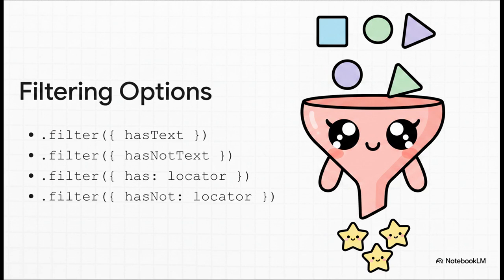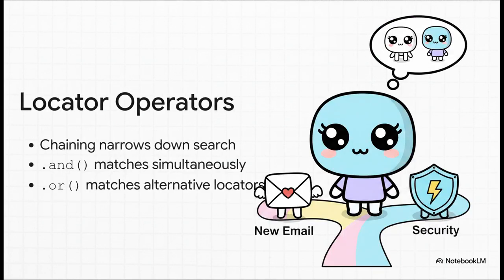You can filter by whether an element has certain text, or specifically has not got certain text. You can even filter based on whether a parent element has or has not got a specific child locator inside it. The crucial thing to remember here, though, is that filtering is always relative to the original locator match, not the document root. Beyond filtering, we have locator operators.